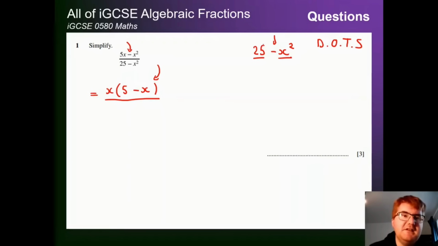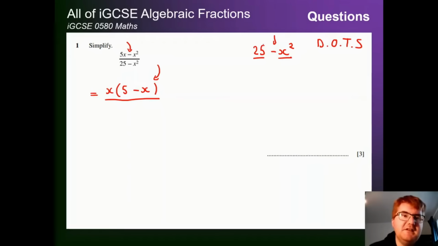Now, this is a special number, 25. If we find the square root of 25, that is equal to 5. And of course, the square root of x squared will then just be x. So I'm going to use these here, and I can write this now in a special factorized form. Taking these numbers, 5 and x, I write here a 5 minus x and a 5 plus x.